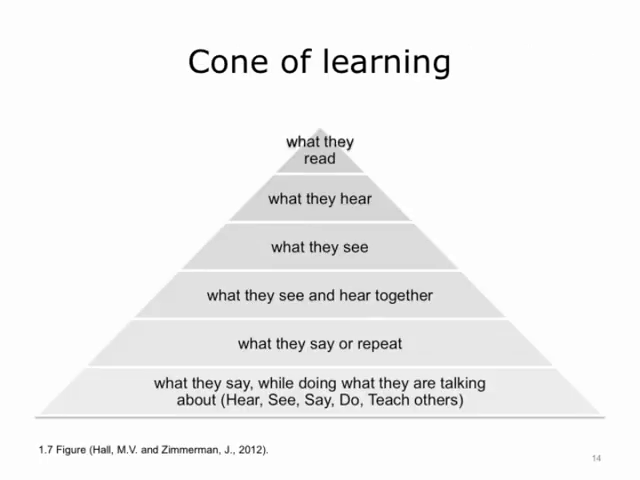So as we prepare to go to the next unit of this section, think about the cone of learning. Learners will retain 10% of what they read, 20% of what they hear, 30% of what they see, 50% of what they see and hear together, 70% of what they say or repeat, and 90% of what they say while doing what they are talking about. Hear, see, say, do, and teach others. Think about this as we look at the principles of adult learning and how we can create effective training.